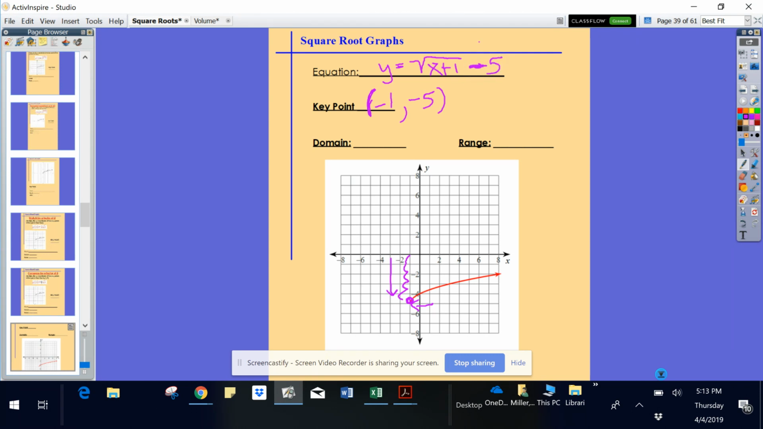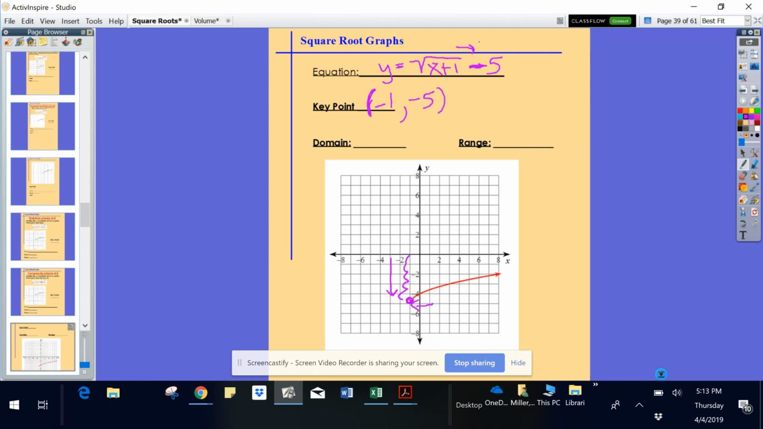All right, so now I can go into my calculator and I can plug that in. Y equals the square root of x plus 1. Then you would push your little arrow. Don't forget to push your arrow right here. And then do -5. And you could check your graph to see if it was right.